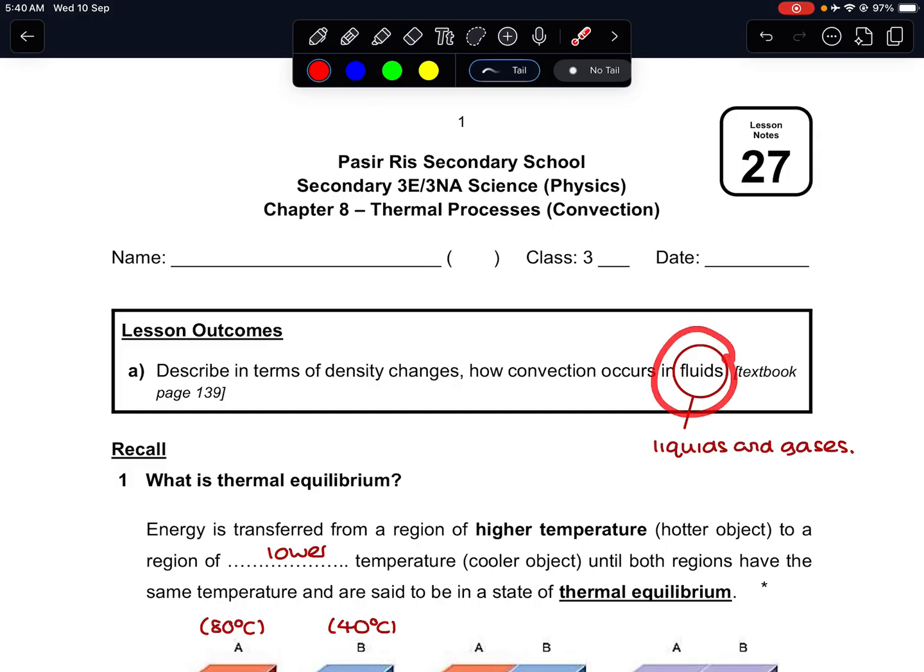Now, when I've circled fluids over here, it basically refers to liquids and gases. So convection in general can apply to both liquids and gases. Please take note and write this down.